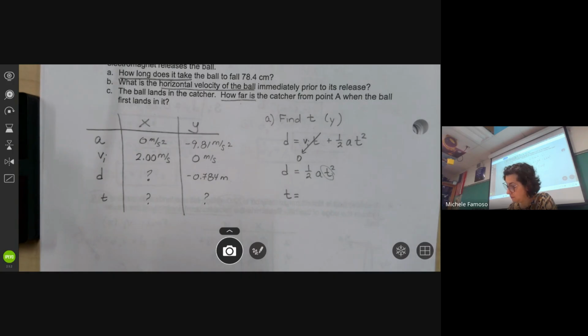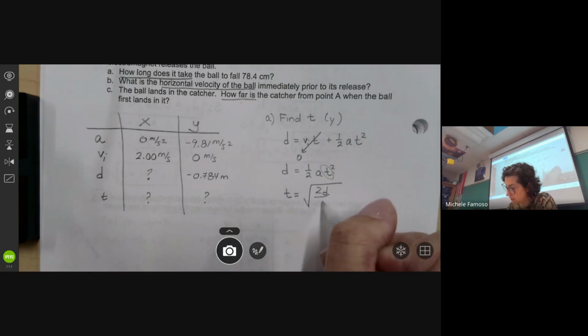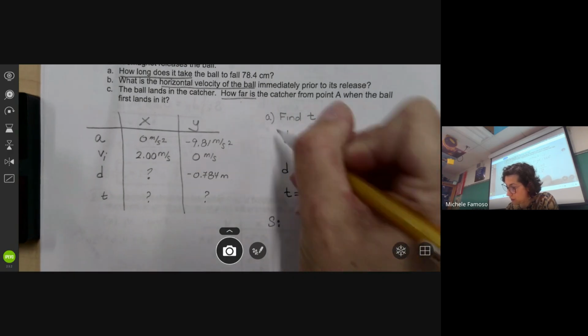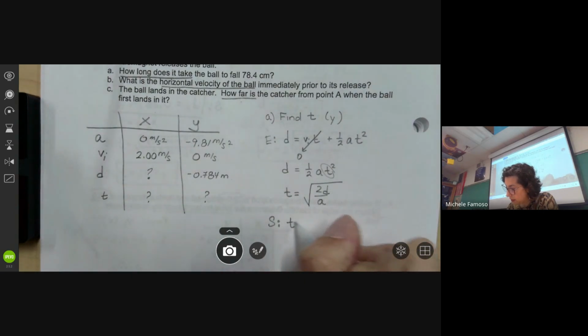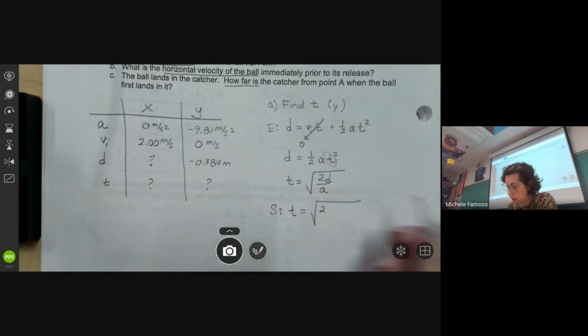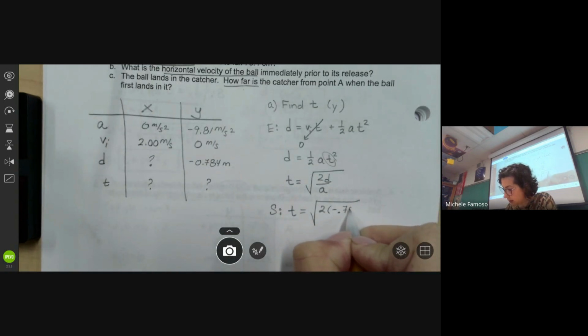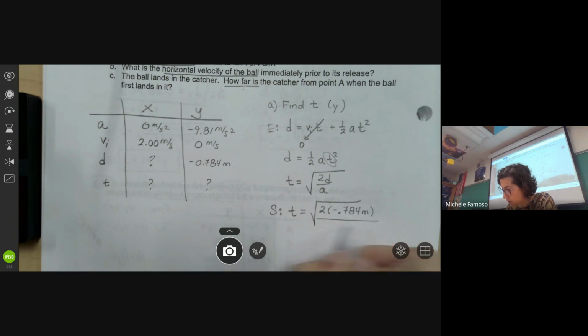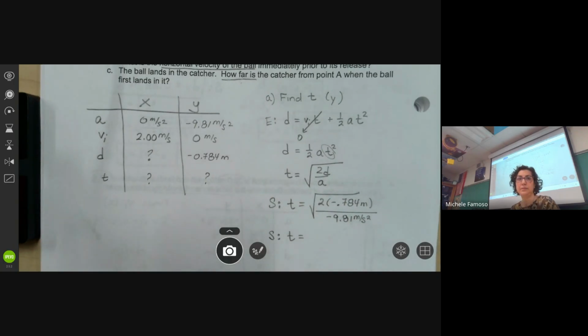Oh, t equals the square root of 2d over a. That is correct. All right, now we can do our substitution with units. So that means the time would be the square root of 2 times negative 0.784 meters over negative 9.81 meters per second squared. Yes. Square root of d over 1/2 a. It's the same thing because dividing by a half is the same as multiplying by 2.